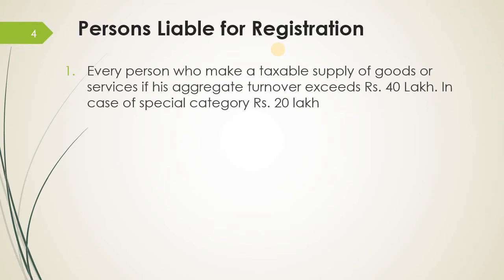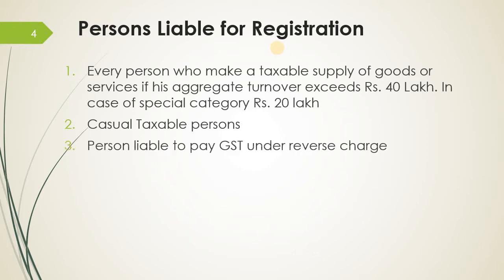So every person who makes a taxable supply of goods or services, and if his aggregate turnover exceeds rupees 40 lakh, in case of goods it is 40 lakhs, in case of services it is 20 lakhs. So if it exceeds 40 lakhs in case of goods and 20 lakhs in case of services, then he has to compulsorily get registration. And for special category states, in case of goods 20 lakhs, in case of services it is 10 lakh. Then the second one is casual taxable persons. In the sense, a person who makes occasional trades has to compulsorily get registration.